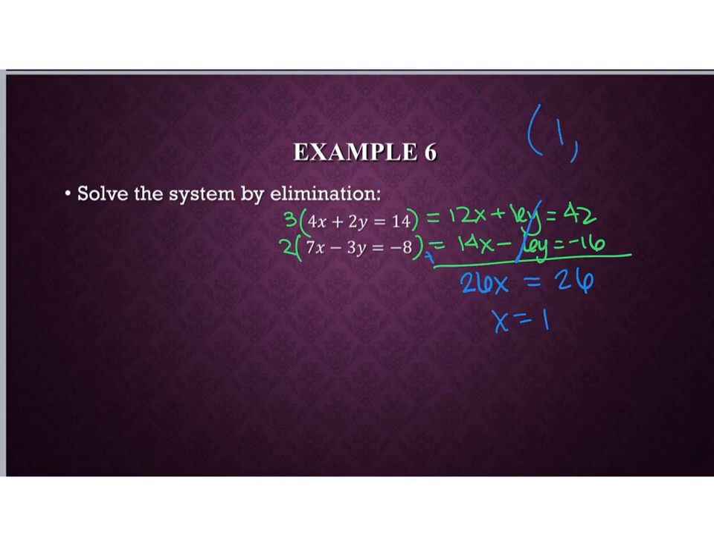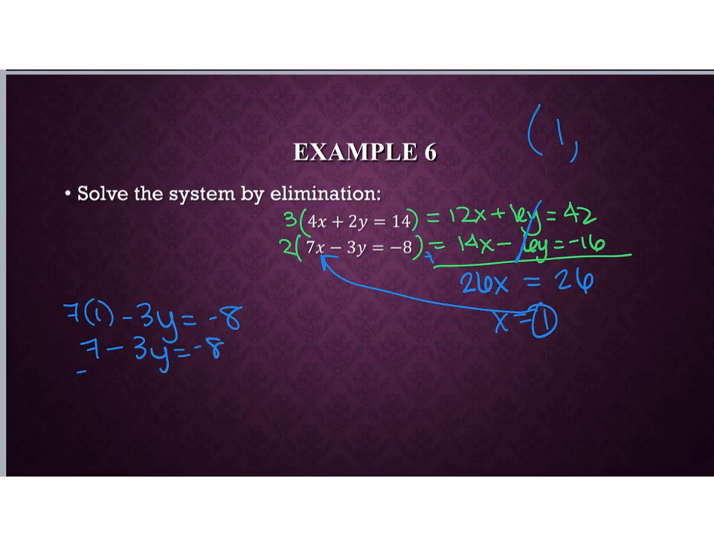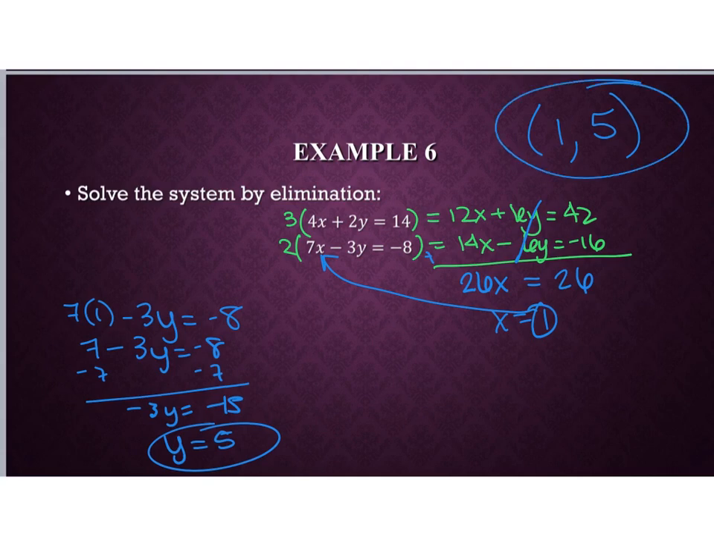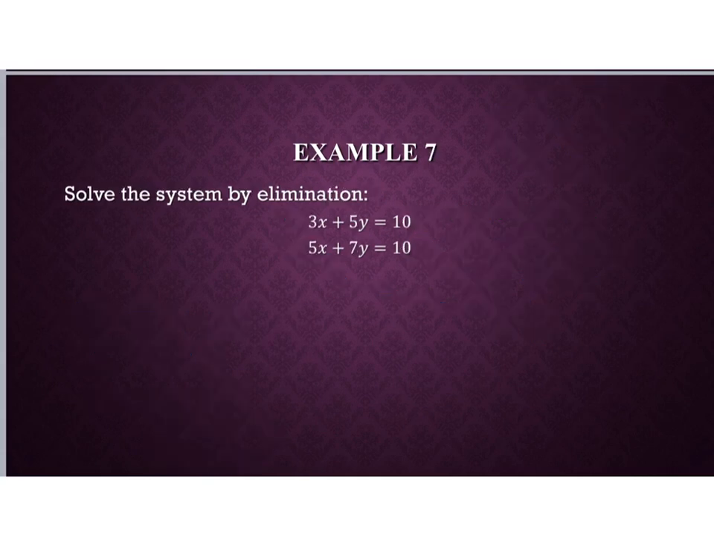Now I'm going to follow the same process I've been doing all along. I'm going to take my 1 and plug it in for one of my x's. So I have 7 times 1 minus 3y equals negative 8. So that gives me 7 minus 3y equals negative 8. If I subtract 7 from both sides, I have negative 3y equals negative 15. Divide both sides by negative 3, and I see that y is equal to positive 5. So I plug that into my coordinate point, and now I've solved my system.